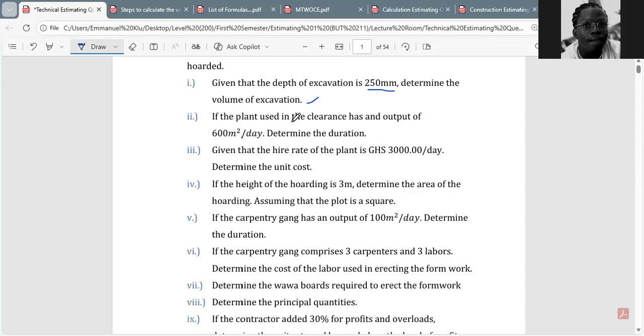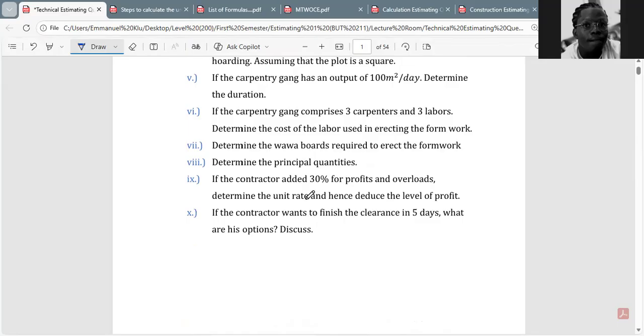If the plant used in the clearance has an output of 600 meters squared per day, determine the duration. Given that the hire rate of the plant is 3,000 per day, determine the unit cost. So it continues like that up to the part that says that if the contractor wants to finish the clearance in 5 days, what are his options?